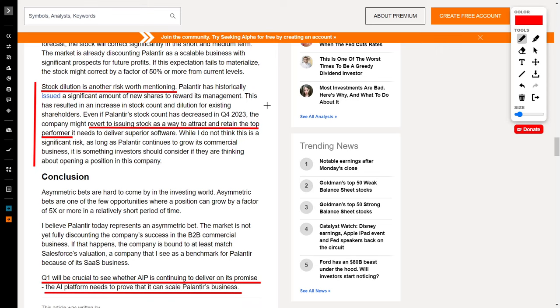However, there are two main problems that investors need to be aware of, and here's the first one. Palantir has historically issued a significant amount of new shares to reward its management. This has resulted in an increase in the share count and dilution for existing shareholders. However, I would like to point out that this stock dilution is coming in the form of stock-based compensation.